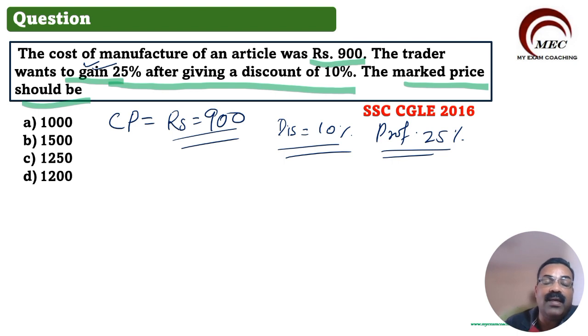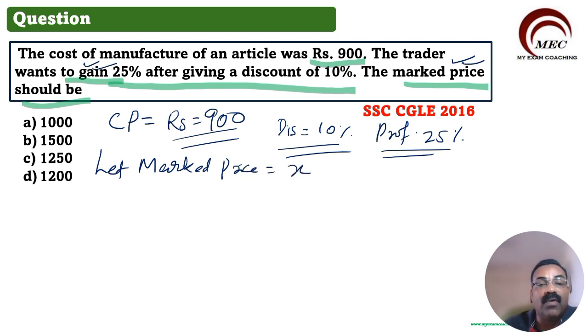Now let us see. He wants to give a discount of 10%. We don't know what the market price is. We have to find out the market price. So let the market price be X. Whatever we don't know, we will take as X.